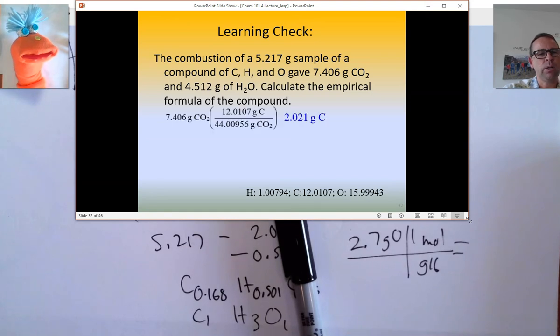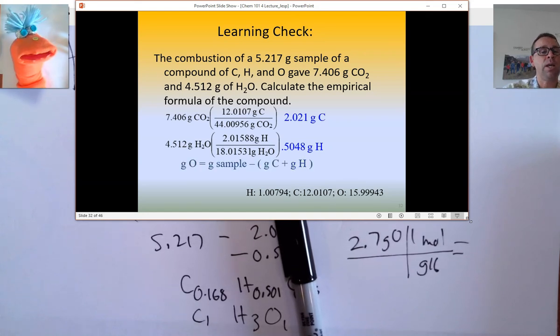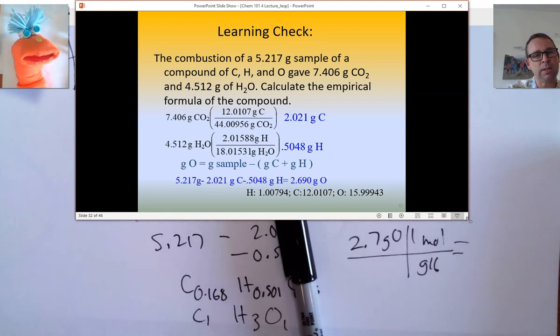Okay, very good. So we got our grams of carbon, our grams of hydrogen from the moles of carbon dioxide and grams of carbon dioxide and the grams of water. And then we got our grams of oxygen by taking the sample and subtracting the grams of the carbon and the hydrogen. And then from that we got our moles of oxygen and found our simplest empirical formula, the whole number ratio in moles. Okay, very good.